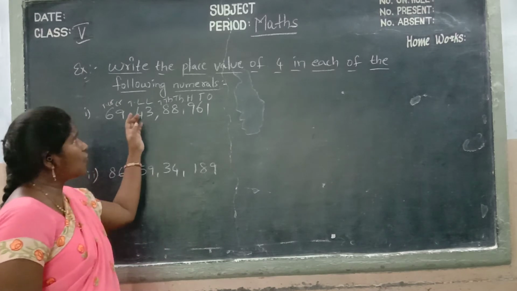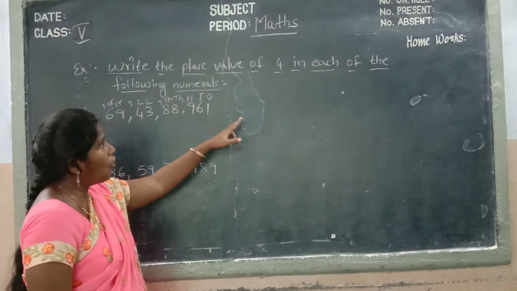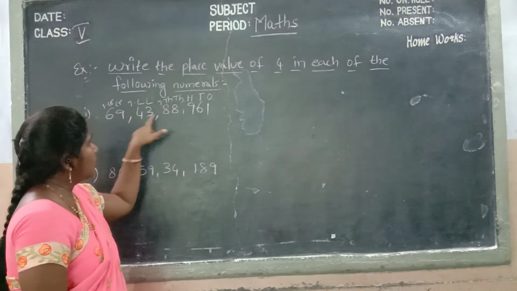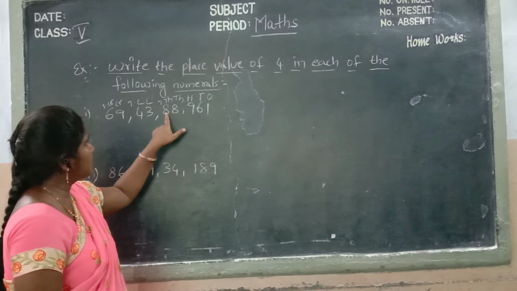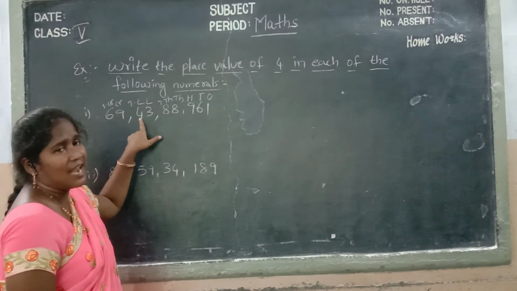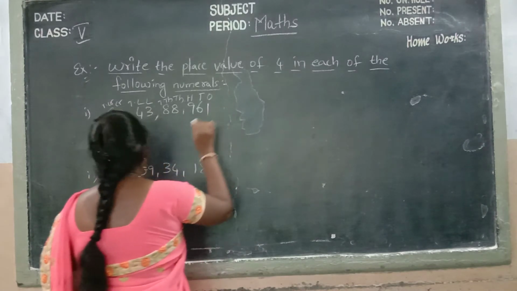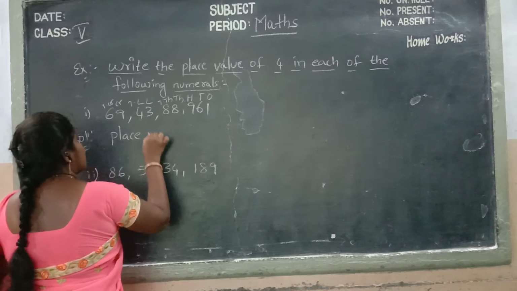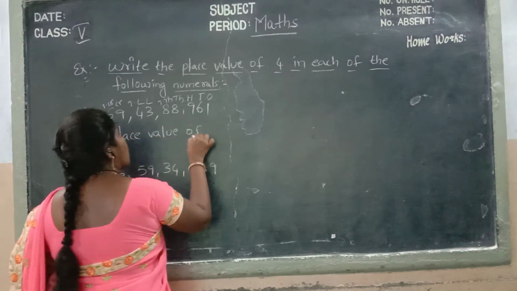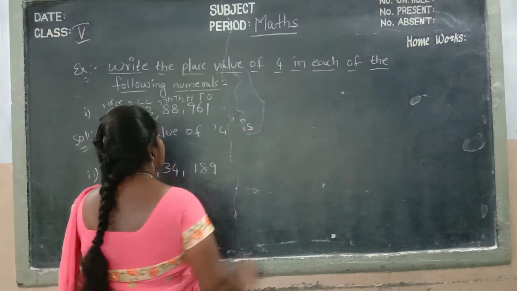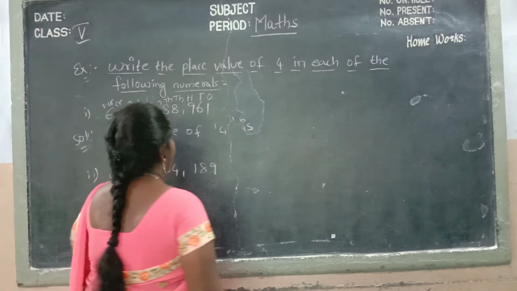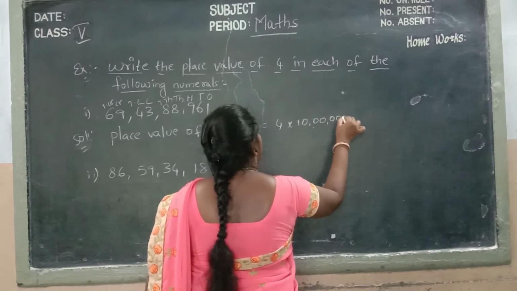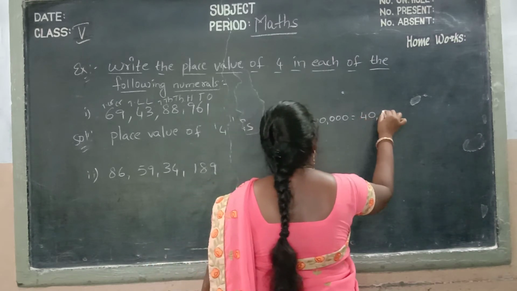Okay children, what is the question, see children? Write the place value of 4. So in the sum we have 4, children. In which place do we have 4, children? Ones, tens, hundreds, thousands, 10,000s, lakhs, 10 lakhs. So the place value of 4 is, which place, children? 4 is in the 10 lakhs place. So write 4 into 10 lakhs. What is that, children? 40 lakhs.